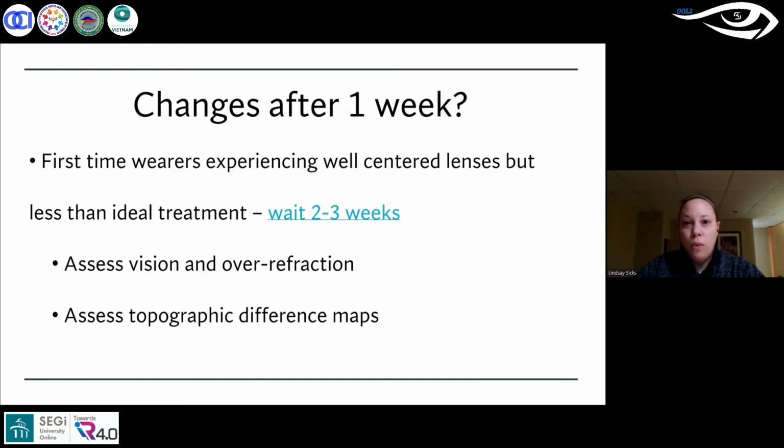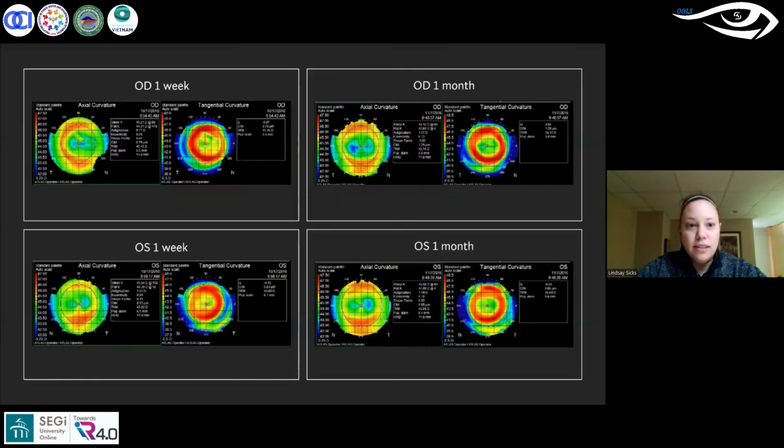So again, at one night or one day, we're not making changes. And even after 1 week, we may not decide to make a change. We may wait until we see that patient 2 to 3 weeks later. And I've been surprised. So this is a patient I saw at 1 day. Okay, they're moving in the right direction. The lens is centered. I saw them at 1 week, and you can see on the left their topography maps.